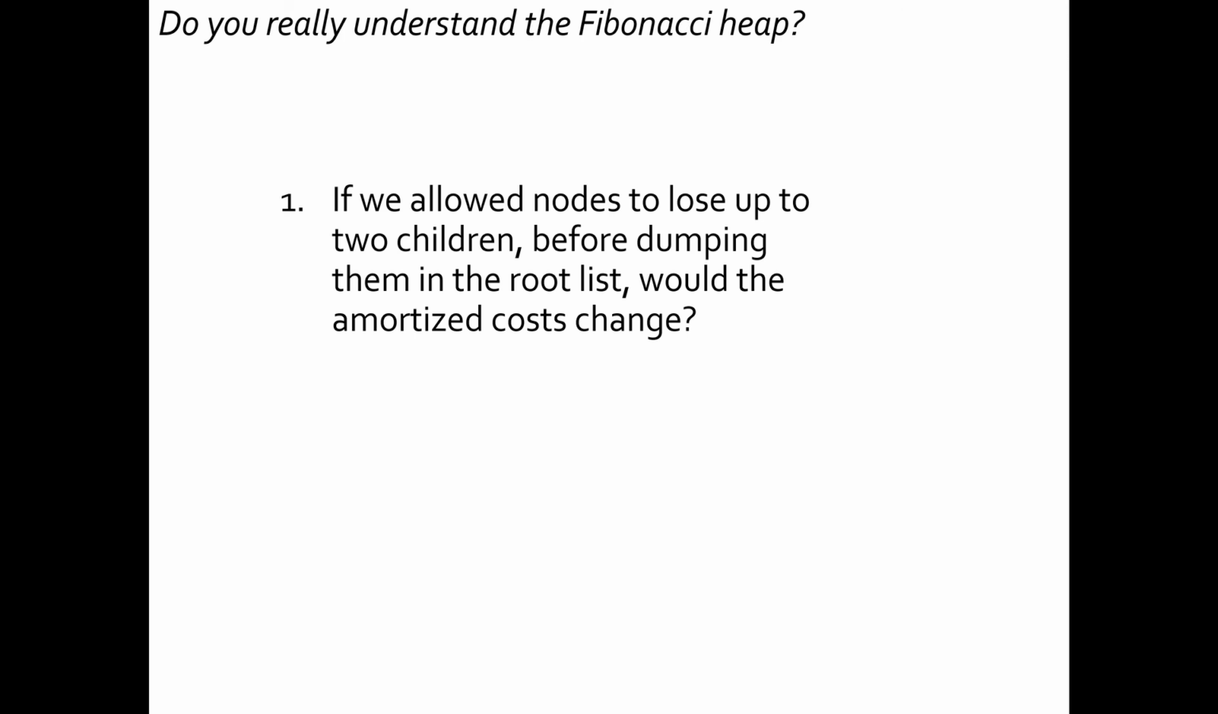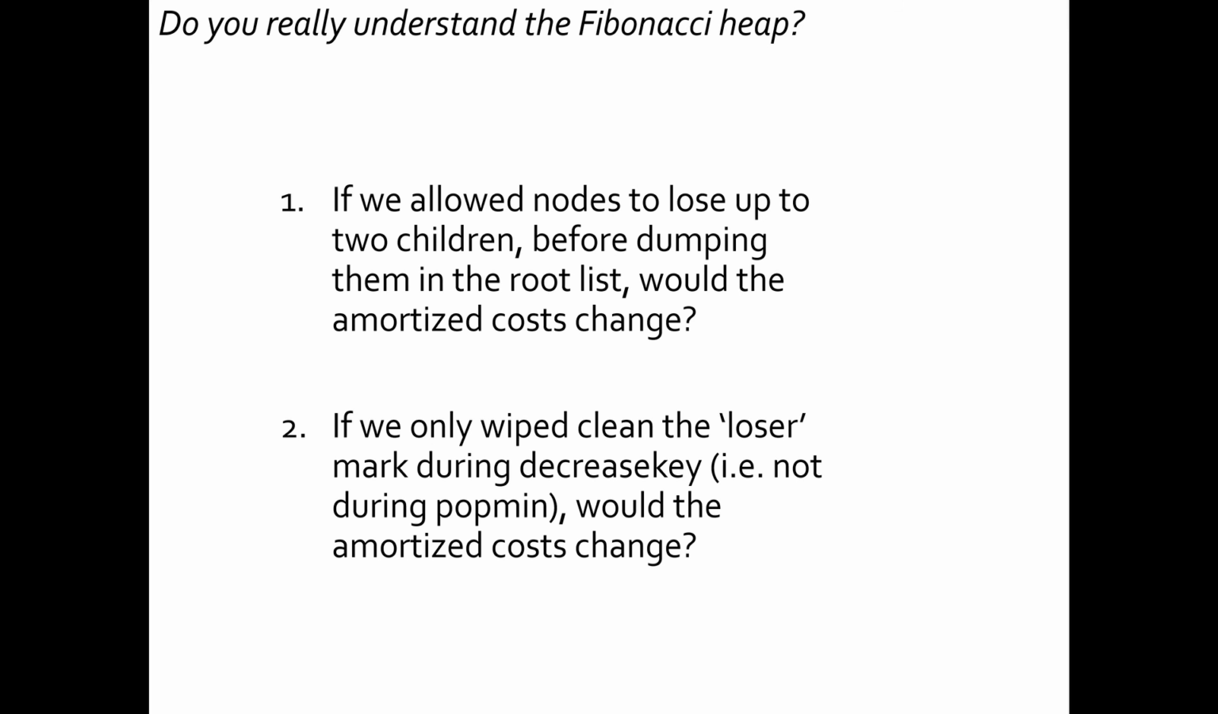Let's say we allowed nodes to lose up to 2 children before dumping them in the root list. Would the amortized cost change? If we only wiped clean the loser mark during the decrease key operation, would the amortized cost change? What I mean here is, we said during Popmin, when you promote children to the root list, you will erase the loser mark if any of the children had been marked as a loser. If we just got rid of that part of the algorithm, would anything significant change, or is that just an optional feature? This is the sort of question you should ask yourself.